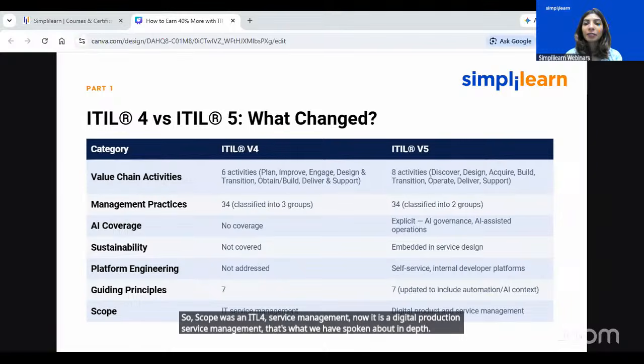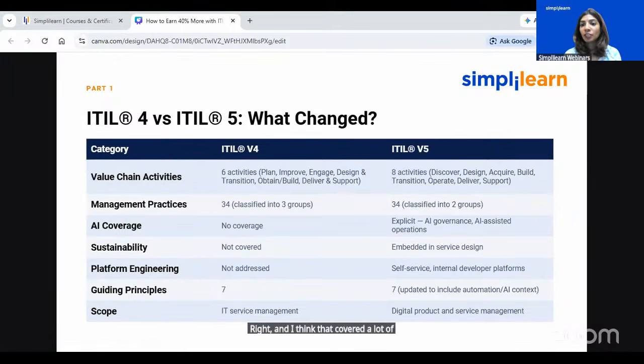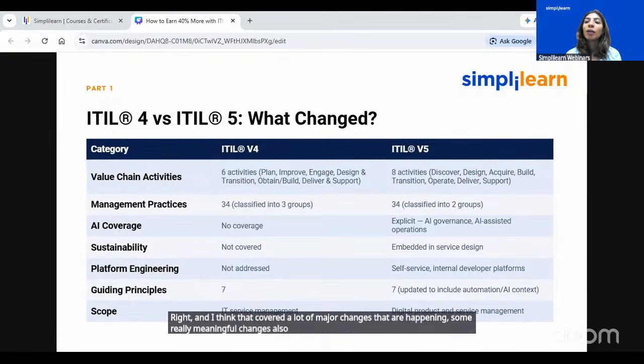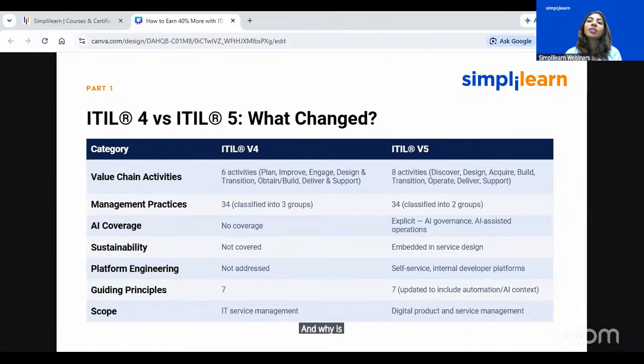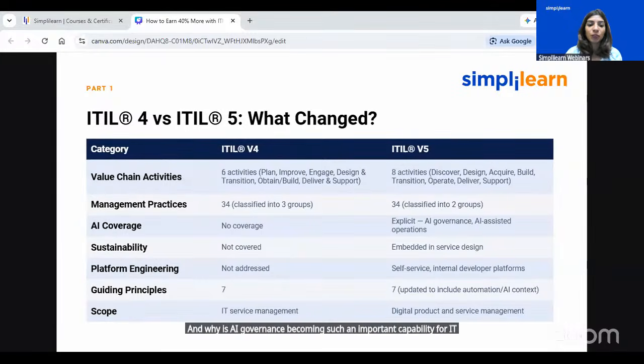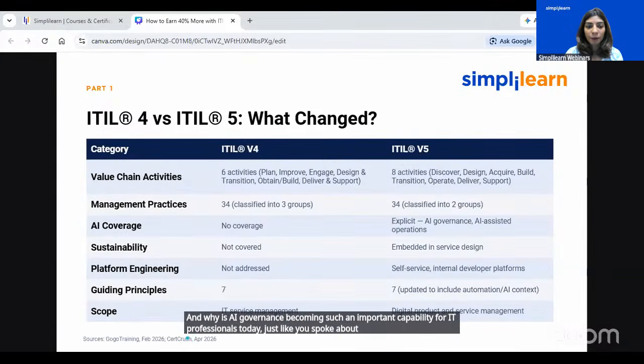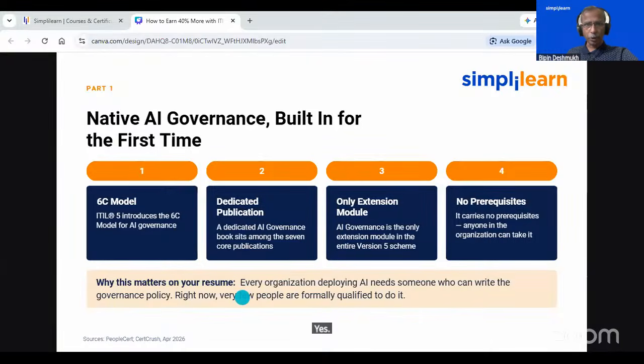Right. And I think that covered a lot of major changes that are happening, some really meaningful changes also. One thing we have actually witnessed over the past couple of years is obviously the rapid rise of AI. So, how has ITIL version 5 adapted to this shift? And why is AI governance becoming such an important capability for IT professionals today, just like you spoke about it in this slide?